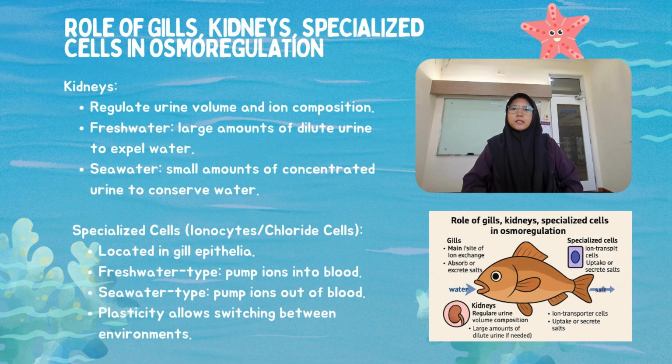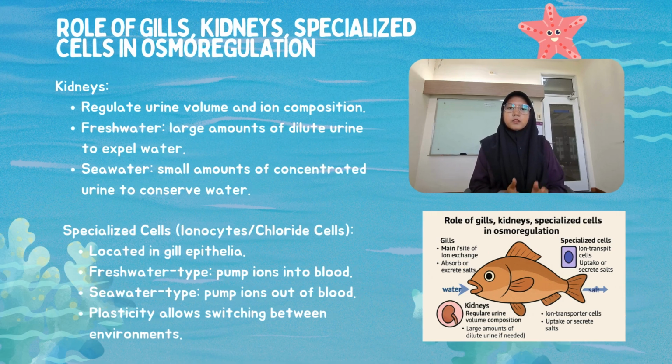The next one is kidneys, which help regulate urine volume and salt concentration. Freshwater fish produce lots of dilute urine to get rid of extra water. Seawater fish make small amounts of concentrated urine to save water. Specialized cells in the gills, such as ionocytes or chloride cells, pump salts in.